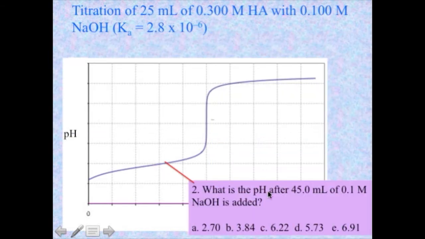Okay, here's our next question. What is the pH after 45 milliliters of 0.1 molar sodium hydroxide is added? Turn your playback off, try the calculation, and come back and check your work.